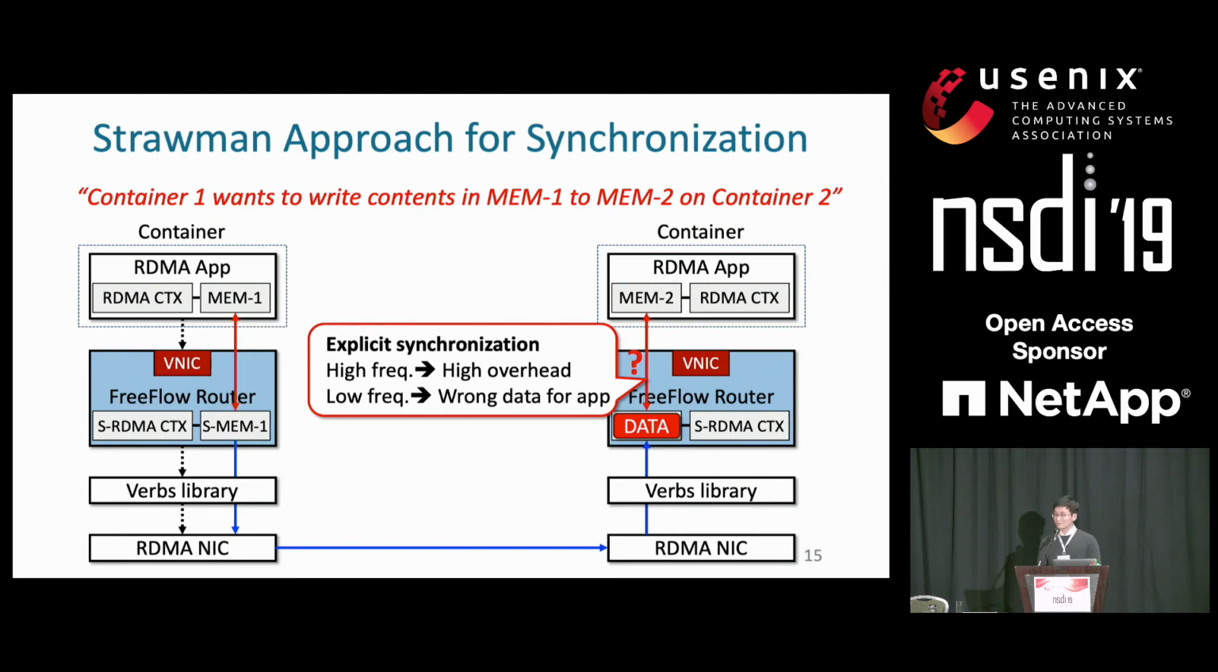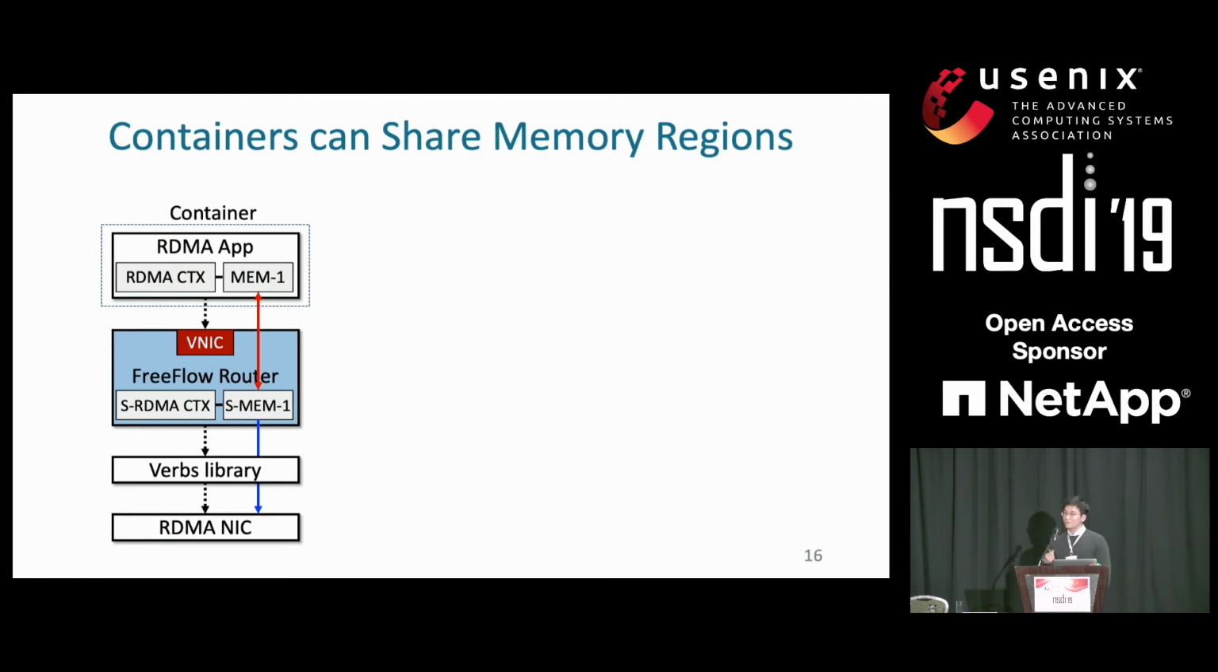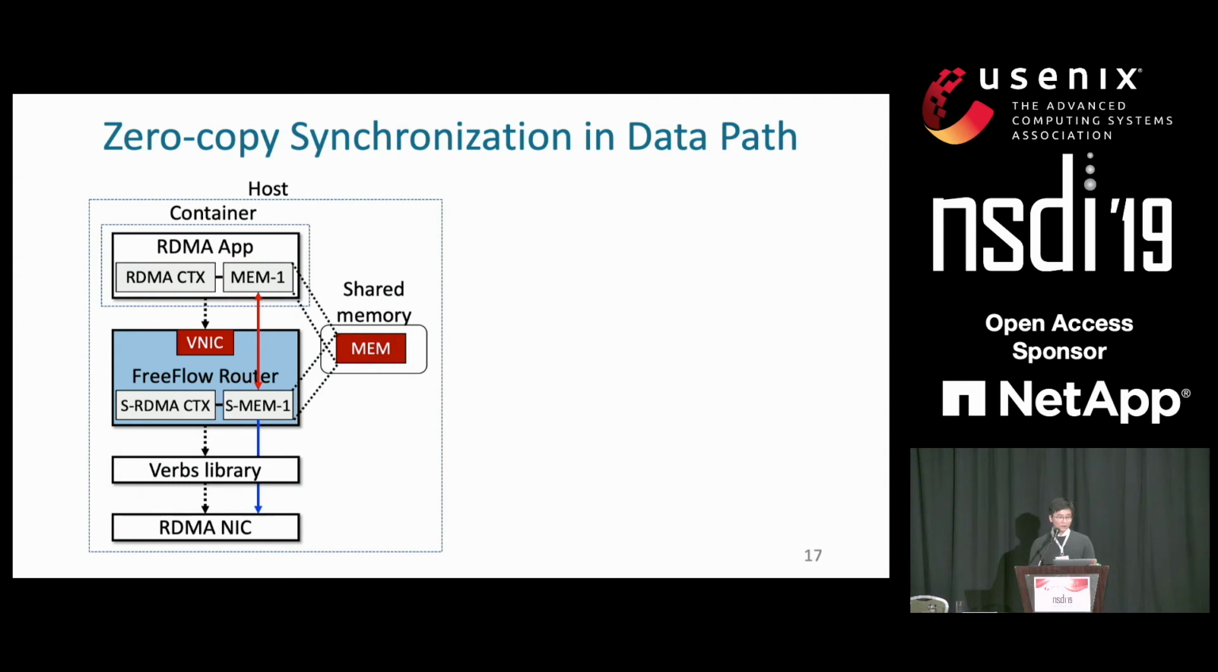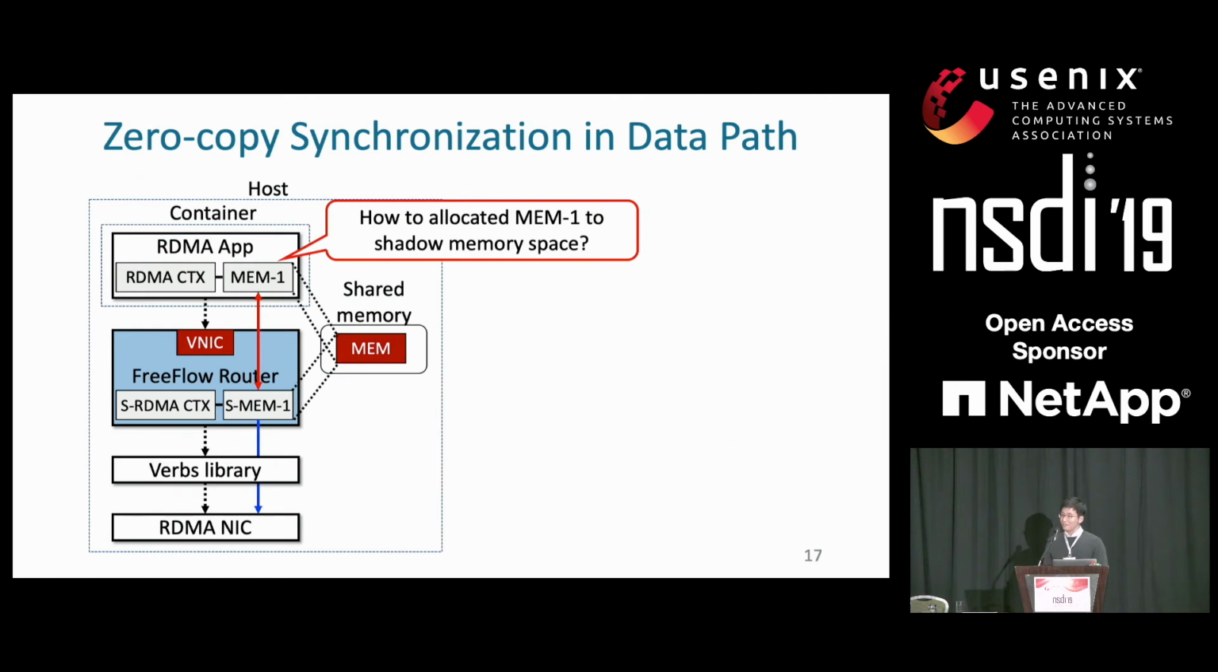So how did we solve this problem? We observe an opportunity from the fact that the containers are just processes in the same machine, and they can share memory regions. Since both FreeFlow router and applications are running inside two different containers on the same machine, they can share the memory region. Now, we know that the application memory region and shadow memory can be allocated on the same physical memory region. Then the question is, how can an application allocate its data buffer memory region to shadow memory regions?